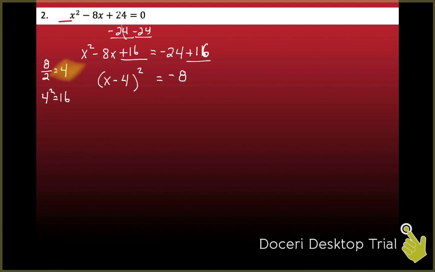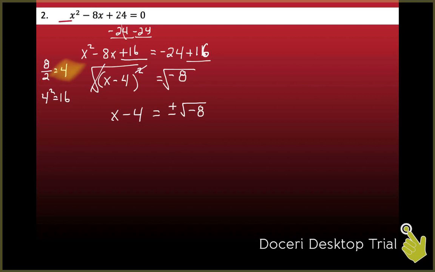And that'll happen every single time. You'll have your x's go in the front, and the square root of this goes in the back. So we're going to take the square root of this side, the square root of this side. We'll have x minus 4, because the square and the square root cancel, equals plus or minus the square root of negative 8.